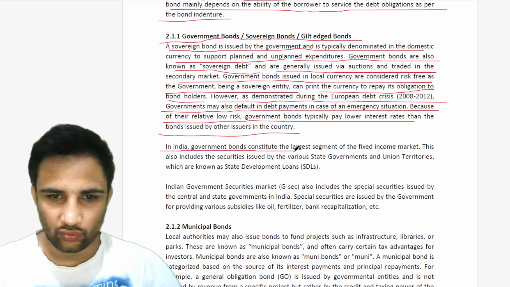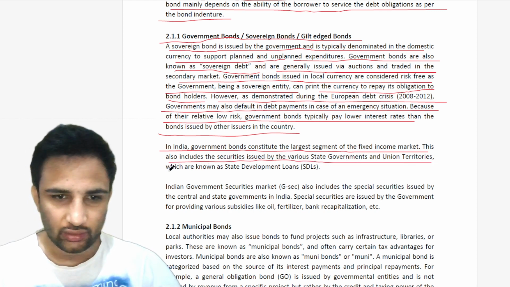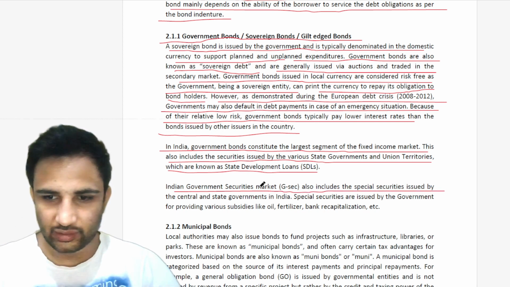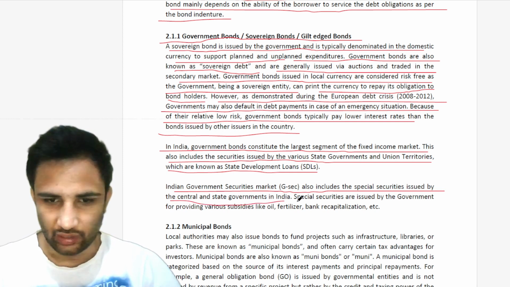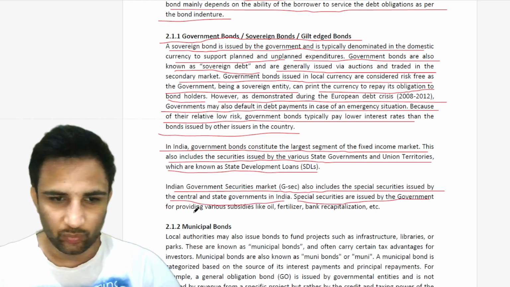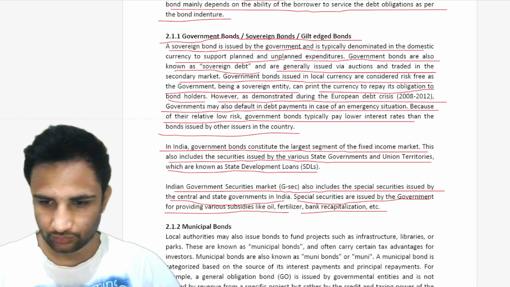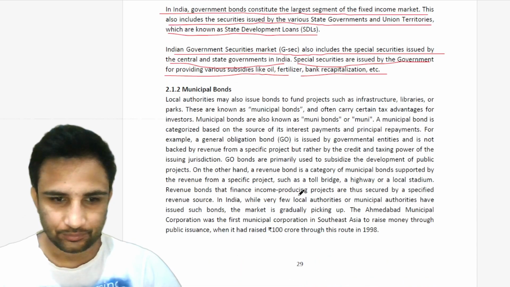In India, government bonds constitute the largest segment of the fixed income market. This also includes the securities issued by the various state governments and union territories, which are known as State Development Loans (SDLs). The Indian government securities market, GSEC, also includes the special securities issued by the central and state governments in India. Special securities are issued by the government for providing various subsidies like oil, fertilizer, bank recapitalization, etc.